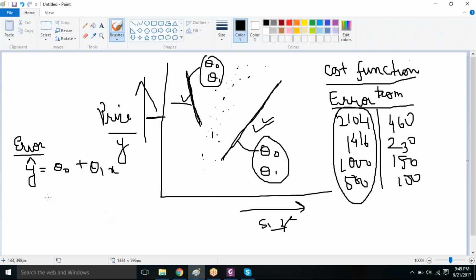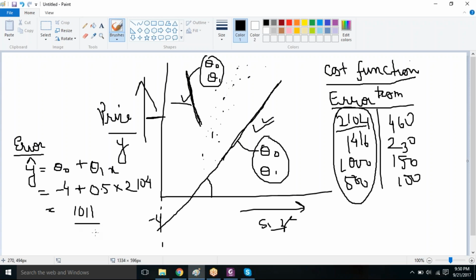Right. So suppose this theta naught is something. Say this theta naught is, say minus 4. So I will say minus 4 plus, now say theta 1, let's say anything, say 0.5, into x, 2104, right? This will come out to be some value. So it came out to be, say, 1011, just an example.